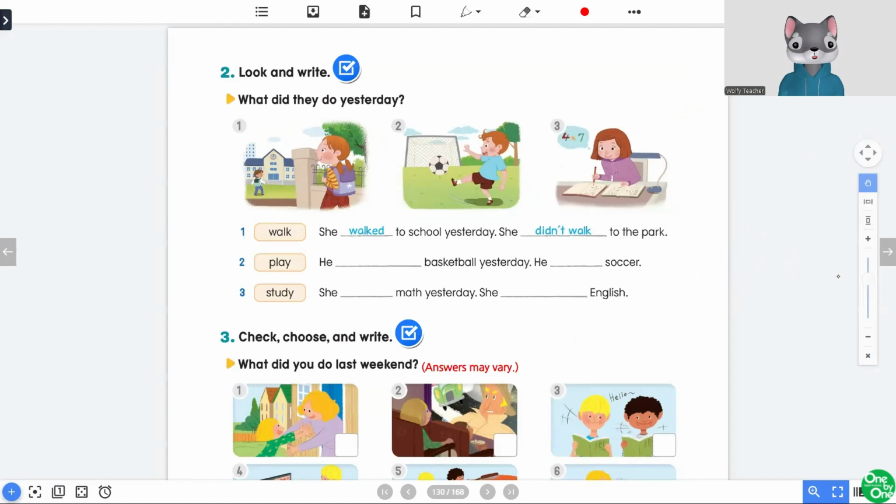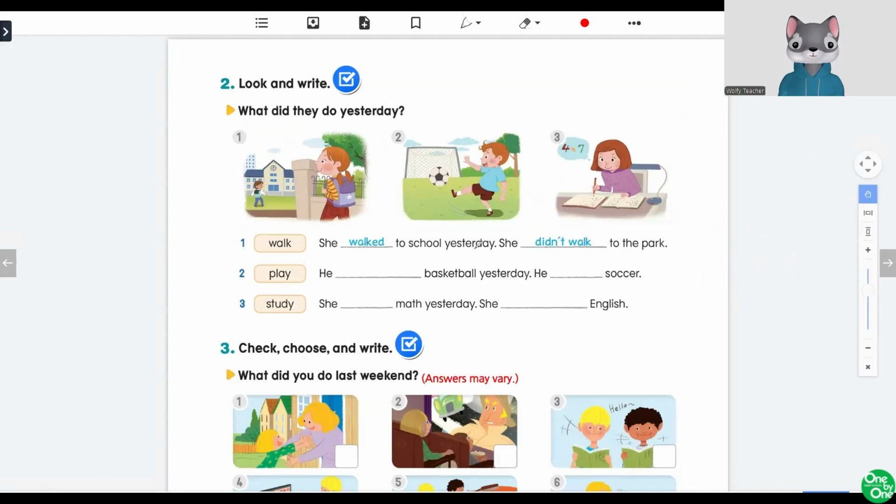Number 1, she walked to school yesterday. That's great, because this is the past tense. She didn't walk to the park. Now, we're going to put it into the negative form as well.